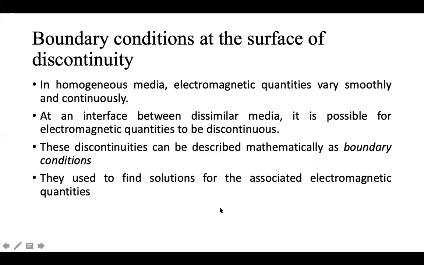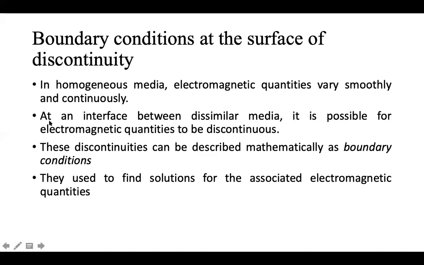Boundary conditions at the surface of discontinuity. So what is that? How does it look? And how can we assess it? In a homogeneous media, electromagnetic quantities vary smoothly and continuously. What does the term vary mean? It means change. So the electromagnetic quantities we were speaking about, E, D, B, and H, change smoothly and also continuously in a homogeneous media.